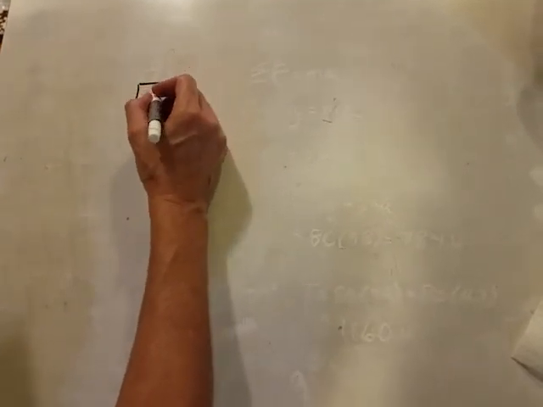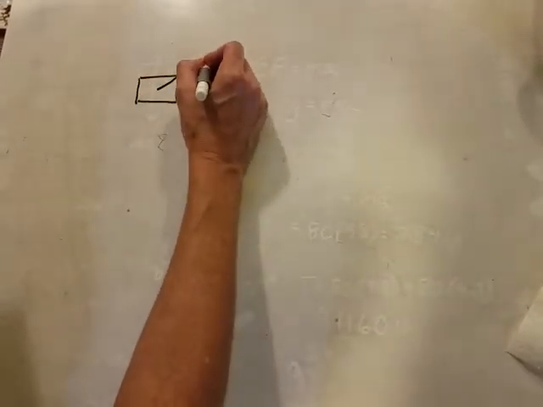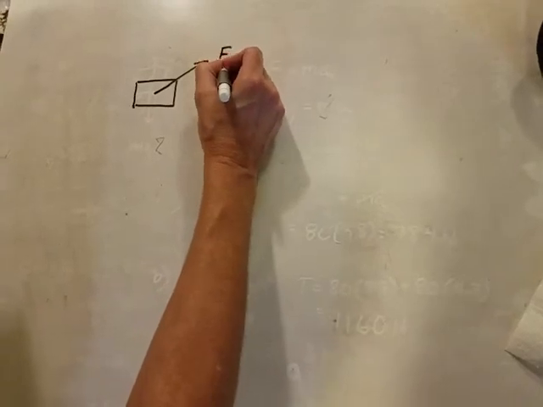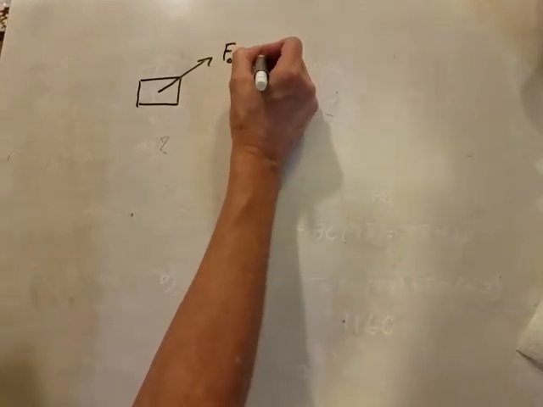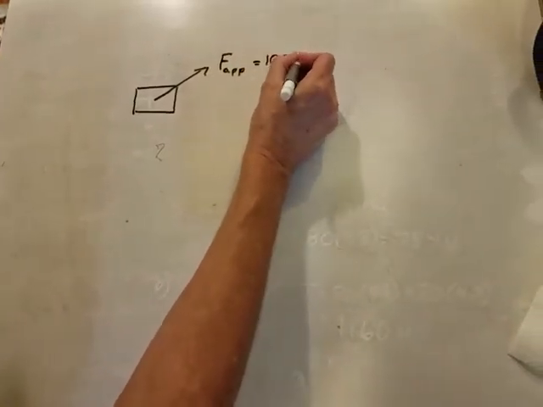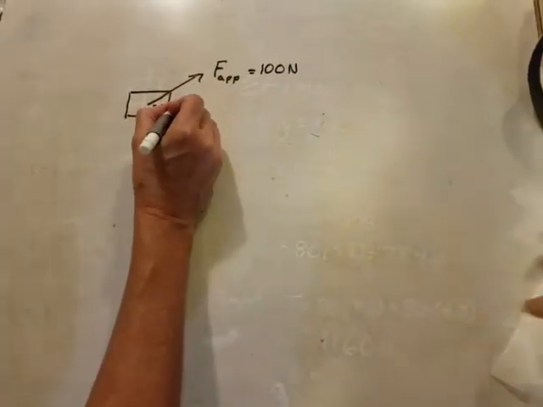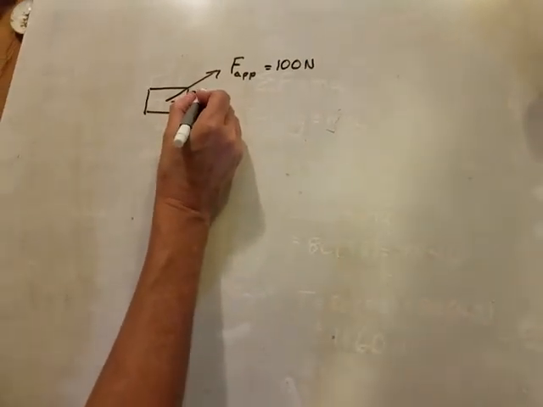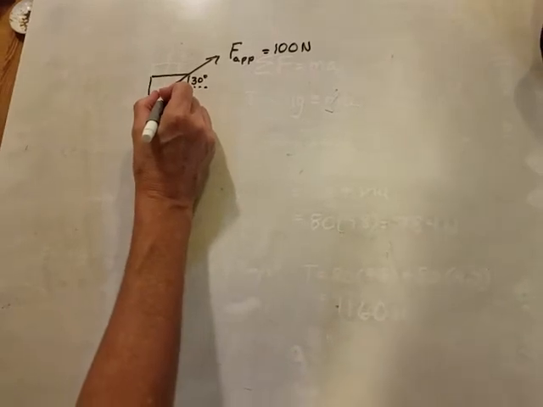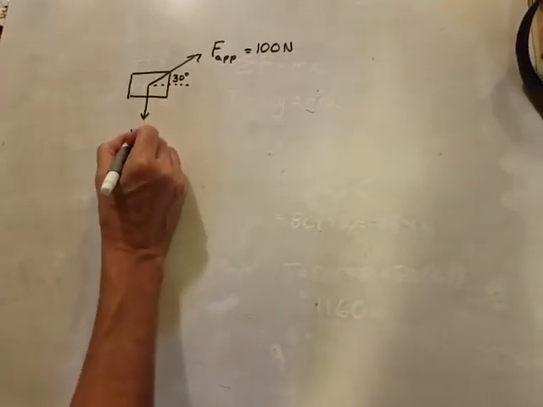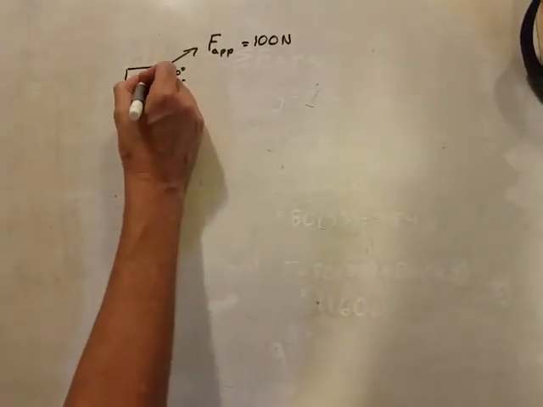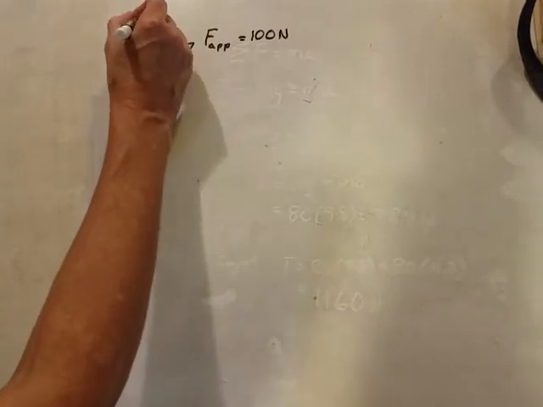The forces we have acting on this, well, we have the handle pulling, so that's our applied force. And they tell us that that's 100 newtons. They also tell us that that's 30 degrees with the horizontal. But we also have two other forces. We have the weight of the wagon and the kid, and we have the normal force, pushing back upwards.